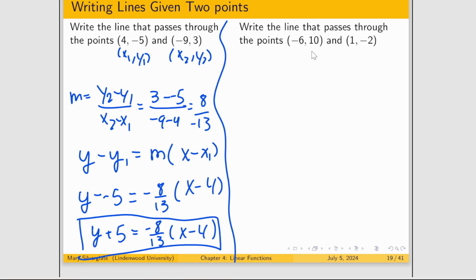Go ahead and pause your video and try to find the line that goes through these other 2 points, and go ahead and make sure to write it in point slope form.